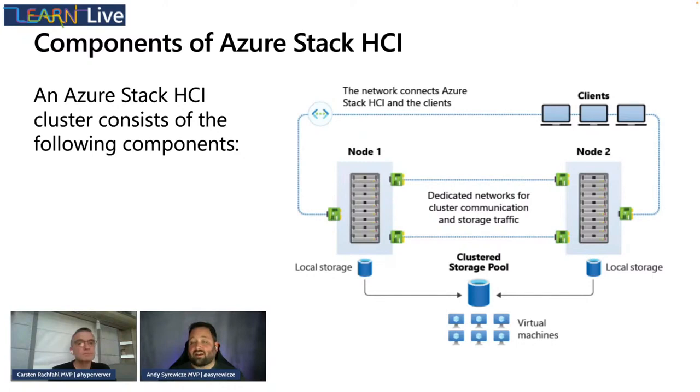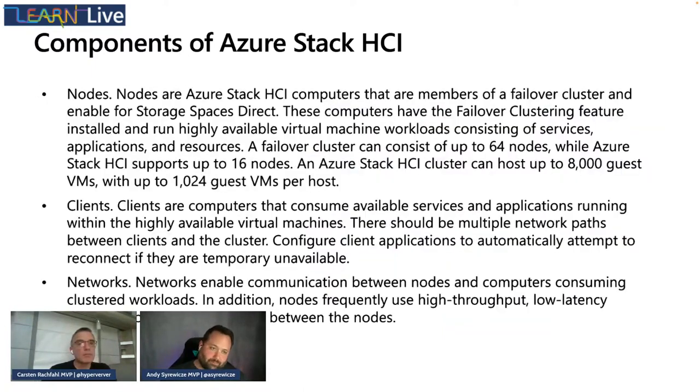So across these dedicated networks, you've got cluster traffic and you've got storage traffic east and west between the two nodes. And then the outside piece of the diagram here is basically your production network, right? How are your clients connecting to the workloads that are being hosted by Azure Stack HCI? That's what this network does. And we'll talk about that a little bit more in the software-defined networking section later in the module.